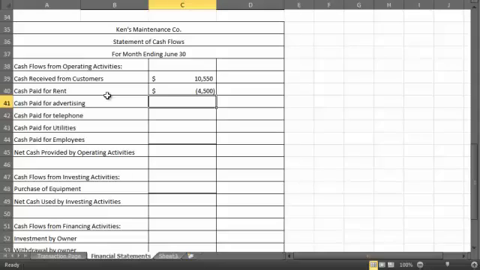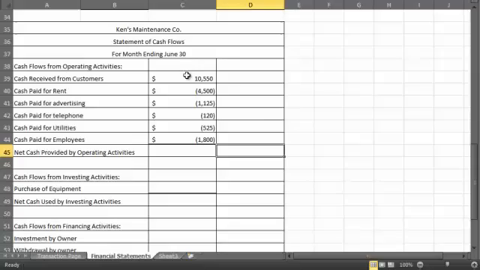Well, what was the amount of cash that we paid for advertising? Well, that was $1,125. The cash that we paid for the telephone was $120. The amount of cash we paid for utilities was $525. And the cash, of course, that we paid our employees during the period was $1,800. And so what we do, notice this says, and I've already got the titles in here, but it says net cash provided by operating activities. If I say provided by, that means that this number over here is going to be a positive number.